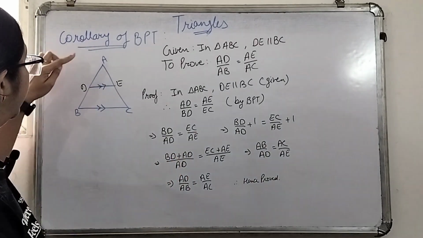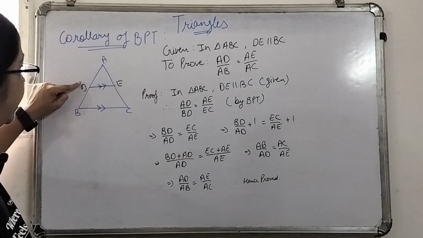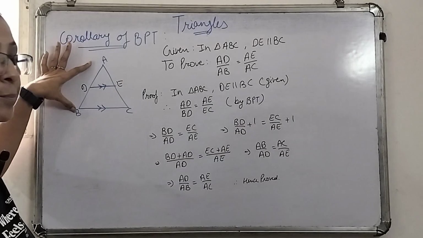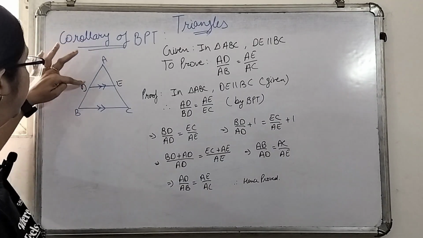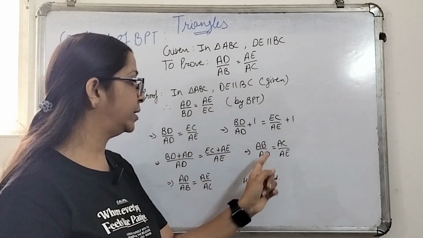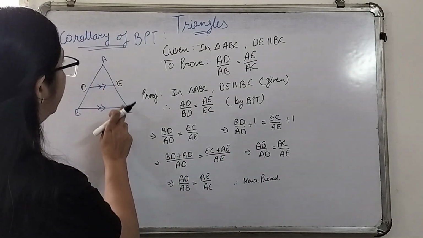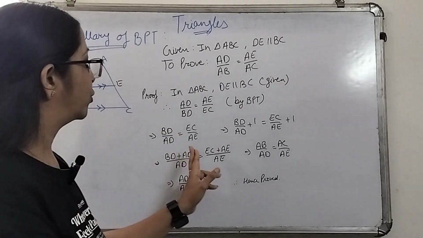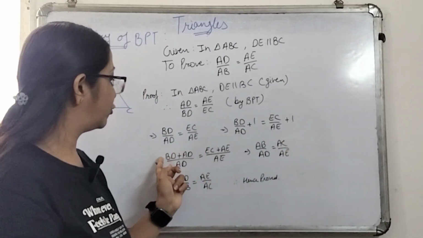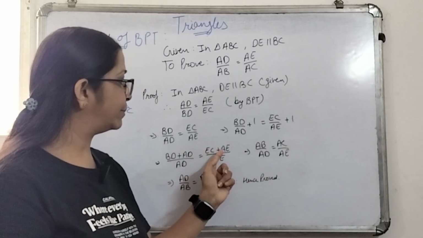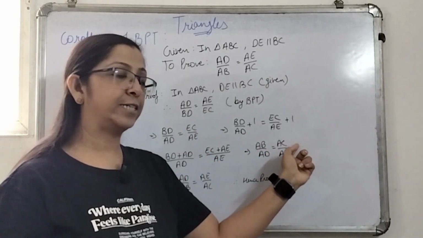From the figure, we can see that BD plus AD could be written as AB. So instead of BD plus AD, we can write AB. Similarly, EC plus AE could be written as AC. So instead of BD plus AD, we have written AB, and instead of EC plus AE, we have written AC.